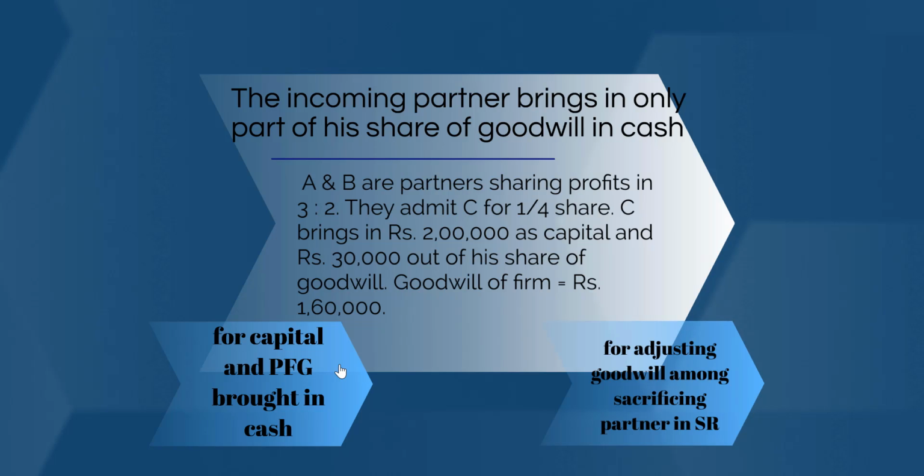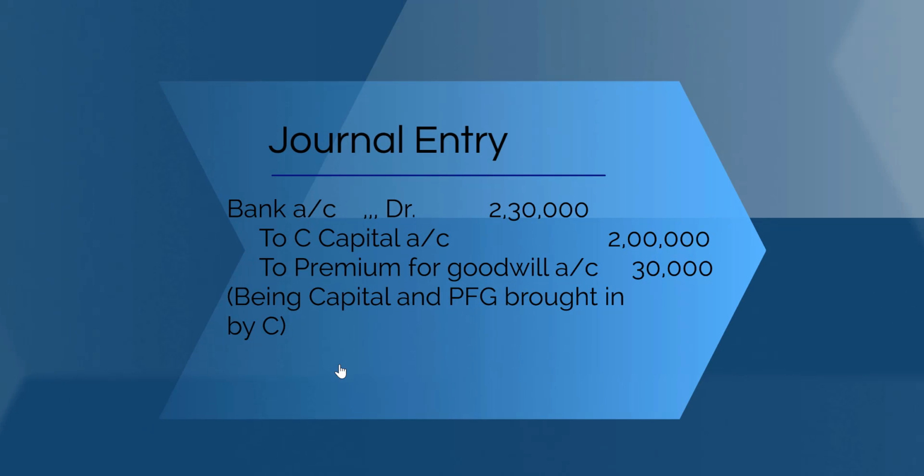The first journal entry is for the capital rupees 2 lakh and the premium for goodwill rupees 30,000, which is brought in cash. Journal entry: we'll debit bank account in the books of the firm for rupees 2 lakh 30,000, to C's capital account rupees 2 lakh, to premium for goodwill rupees 30,000, for the amount of premium for goodwill brought in cash by C. So, being capital and premium for goodwill brought in by C.